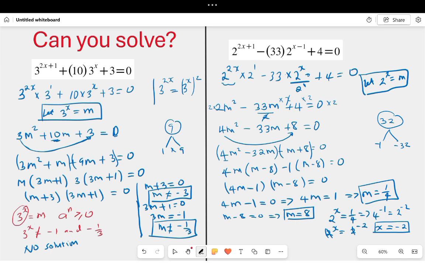Next, we have 2 to power x is equal to 8, which is 2 to power 3, and therefore 2 to power x is equal to 2 to power 3. You cancel out the 2's because the bases are the same, hence the next answer is x is equal to 3. Those are the two solutions for x.